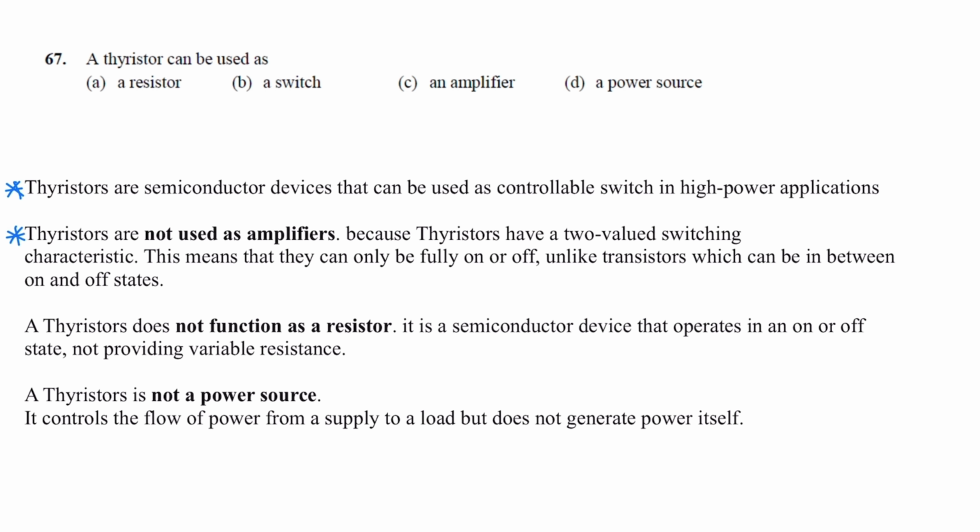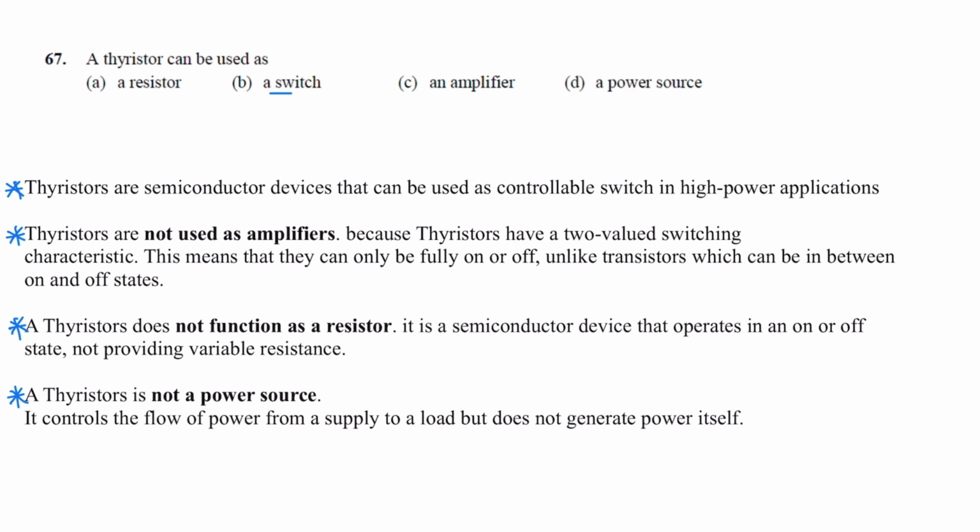It is a semiconductor device that operates in an on state or off state but does not provide variable resistance. And the thyristor is not a power source. It simply controls the flow of power from supply to load but does not generate power by itself. Hence, correct option is B. A thyristor can be used as a switch, but cannot be used as a resistor, an amplifier, or a power source.